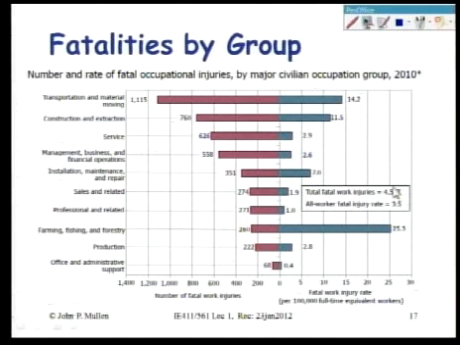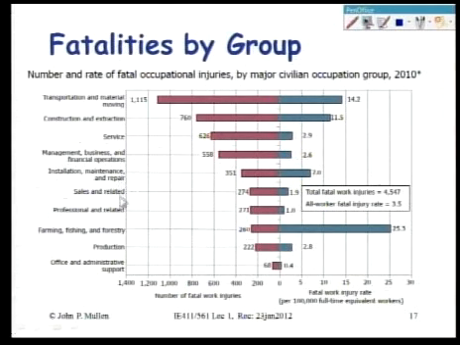Now we go by group. This is similar to the previous one. We're kind of relating things in different ways. So we've got transportation and material moving, and again we see that that's a huge sector. So we have over 1,000 people died, and the rate is 14.2, which is pretty high. Construction and extraction is high.